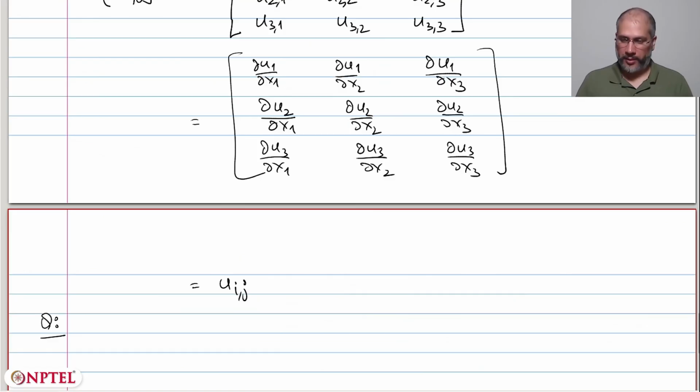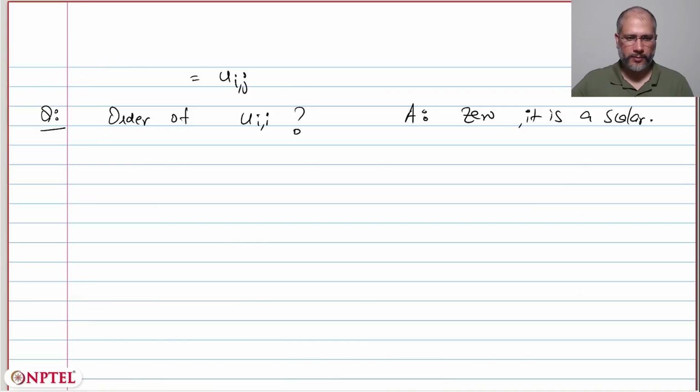Another question, and remember, through these questions we are basically building our understanding of this notation in tensor calculus. What is the order of ui comma i? Answering the question is simple because in this case you have no free index. So the order is 0, it is a scalar quantity. So let's move on.